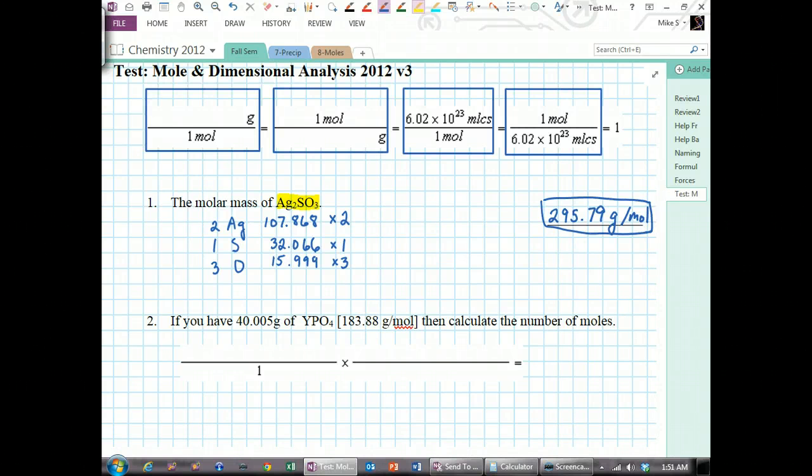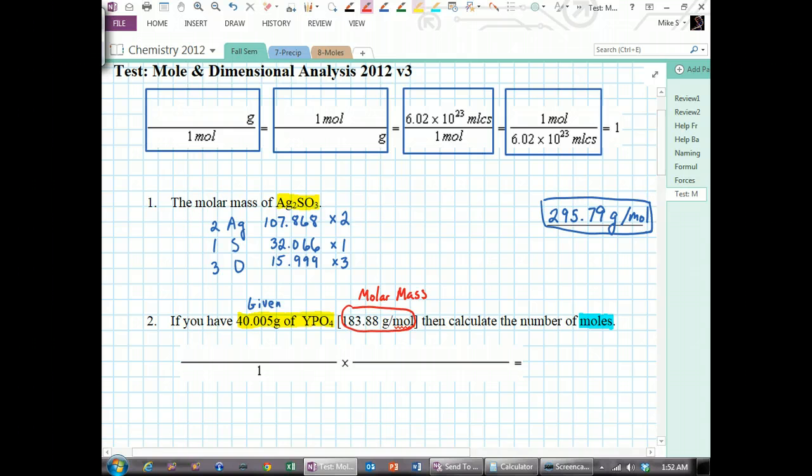The first thing I want you to do on these problems is identify the given. In this case, the given is grams of yttrium phosphate, and then also identify what the unknown is, in this case trying to get to the number of moles. There's information that's already calculated for you. That's this number right here, and that's the molar mass. So using this information, you're going to try and solve the problem.